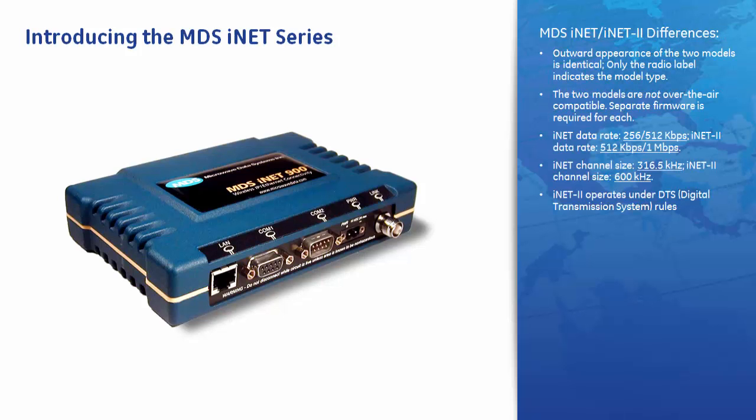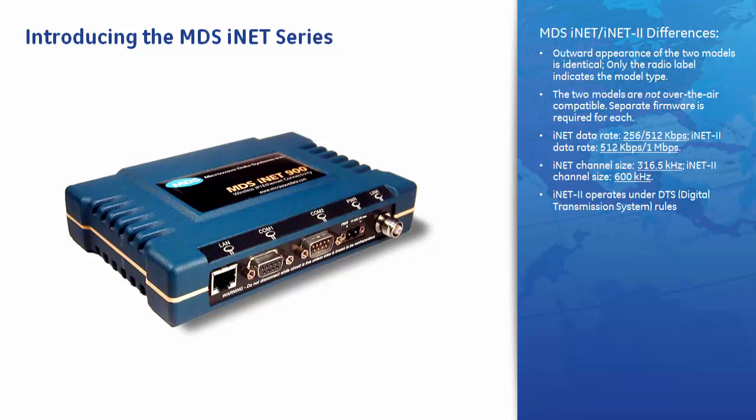Although the iNET and iNET-II have the same outward appearance, there are important differences, and these submodels are not over-the-air compatible. A given network must contain radios that are all of the same type. A label on the bottom of the radio indicates the type that you have. An iNET radio can operate at a data rate of 256 or 512 kbps at a channel size of 316.5 kHz. By contrast, the iNET-II is an enhanced model offering higher throughput speeds of 512 kbps or 1 megabit per second, but at a correspondingly wider channel size of 600 kHz.